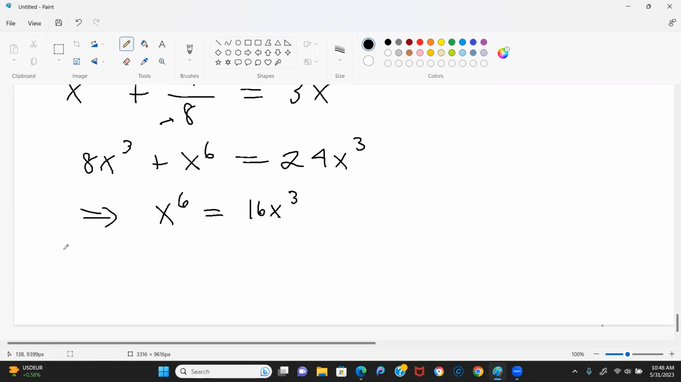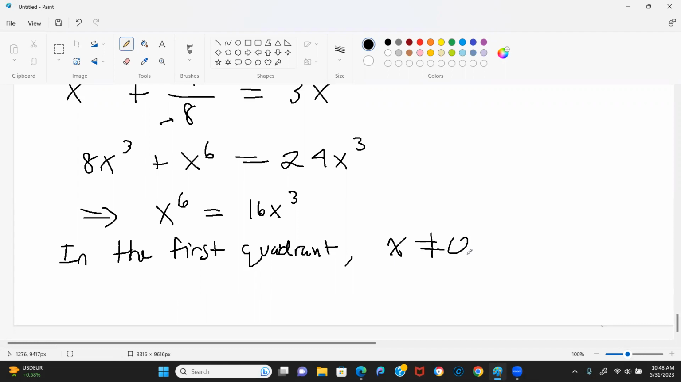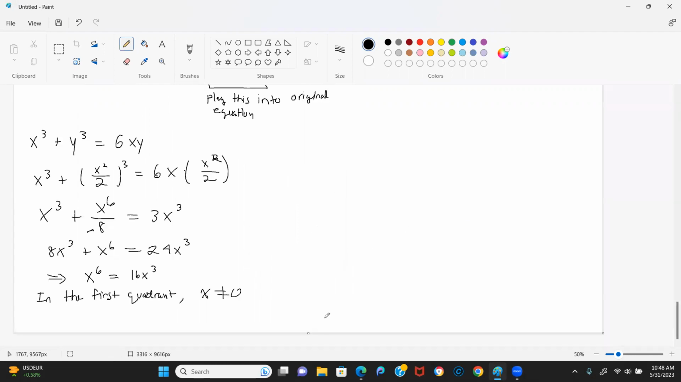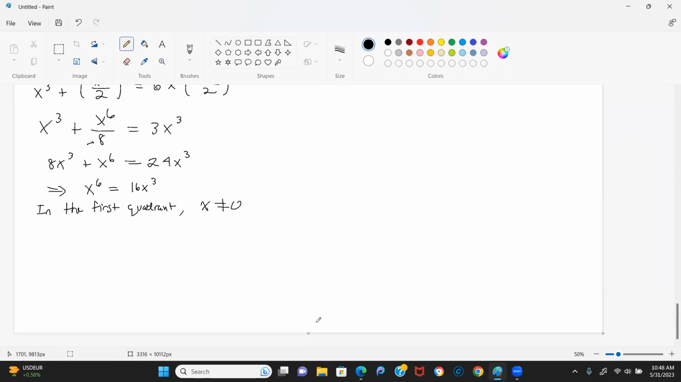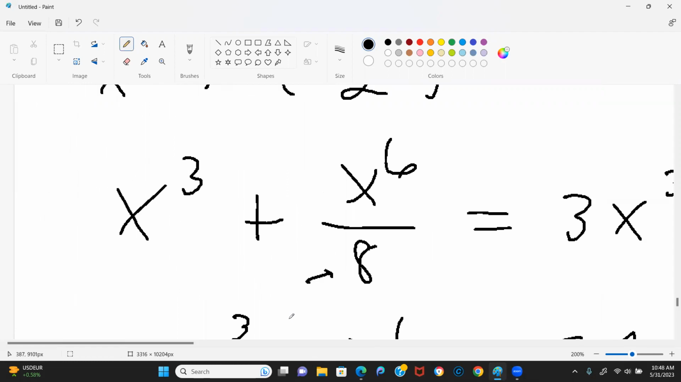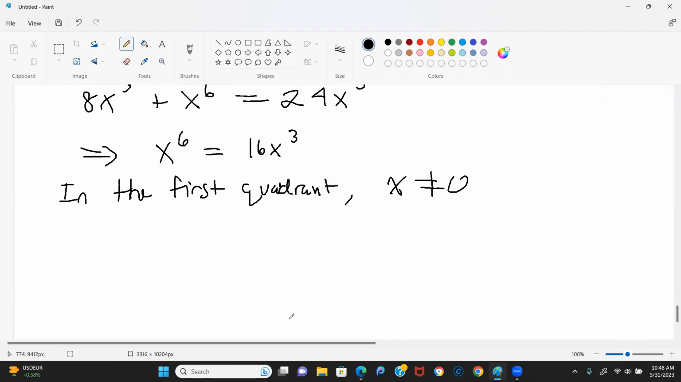And now, here's the important observation. In the first quadrant, which is the quadrant that we're interested in, x is not 0, right? If you're on the x-axis, but we don't consider that part of the first quadrant. So that means I can divide by x, because we're assuming we have a point in the first quadrant, so that implies x is non-zero.